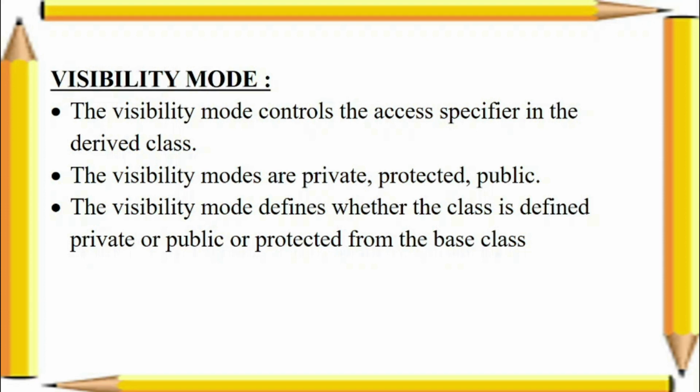Now let us see the next topic in inheritance, that is visibility mode. The visibility mode controls the access specifier in the derived class, and the visibility modes are private, protected, public. The visibility mode defines whether the members from the base class are inherited as private, public or protected.